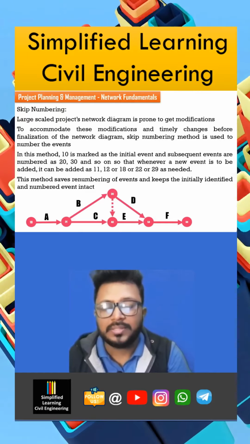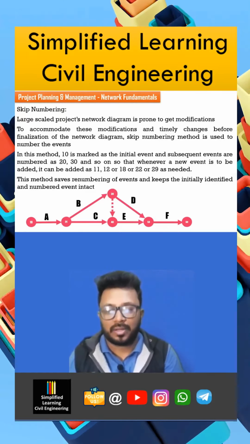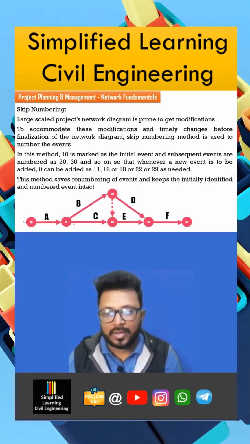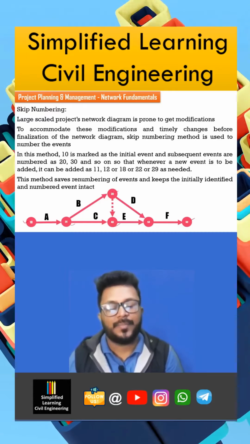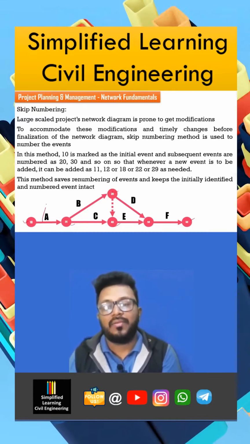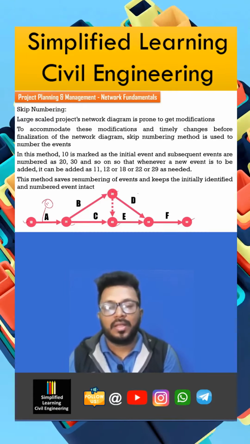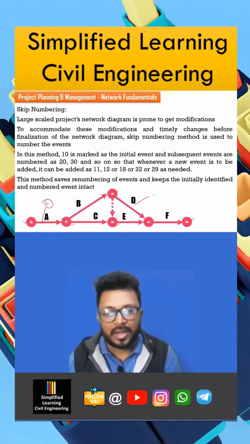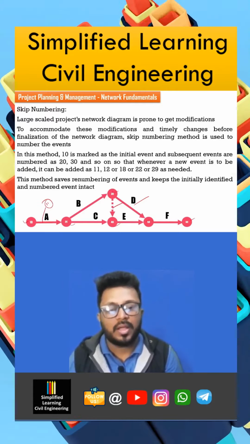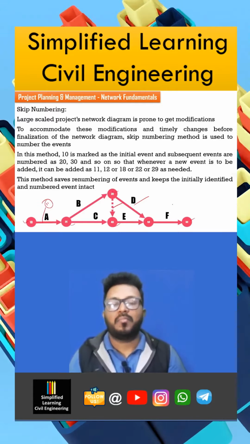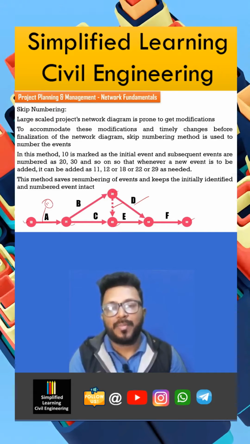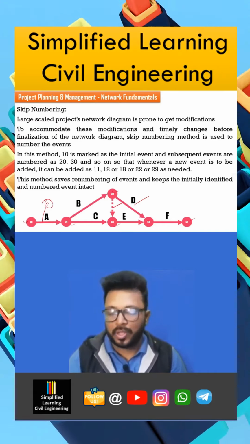Skip numbering is done in a large-scale project network. Event number 10 is there, 20 is there, 30, 40, 50, 60. In between, if we need to add an event, we can add it over here, like 11. Here we can add between 30 and 50. We can add something over here, and over here, right? Having the numbers 10, 20, 30 makes space for accommodating those new events and activities.